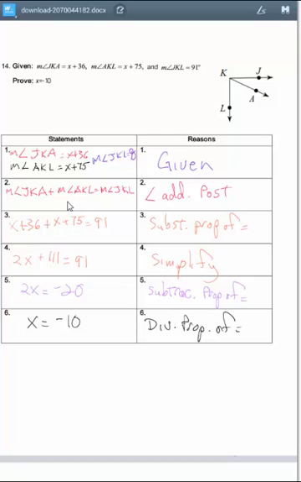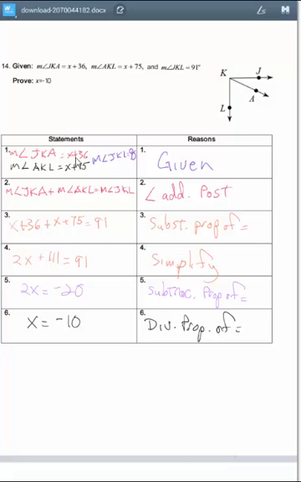Moving on to number 14. It says, given the measure of angle JKA equals x plus 36, the measure of angle AKL equals x plus 75, and the measure of angle JKL equals 91, prove x equals negative 10. I'm going to do something very similar to the prior proof, except instead of the segment addition postulate, I'm going to use the angle addition postulate.